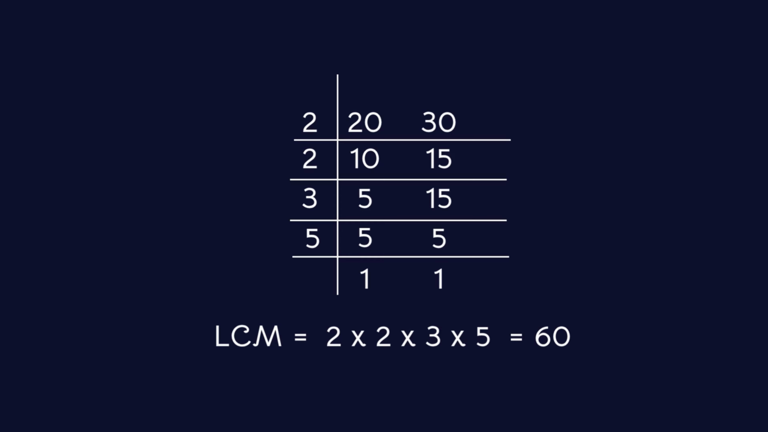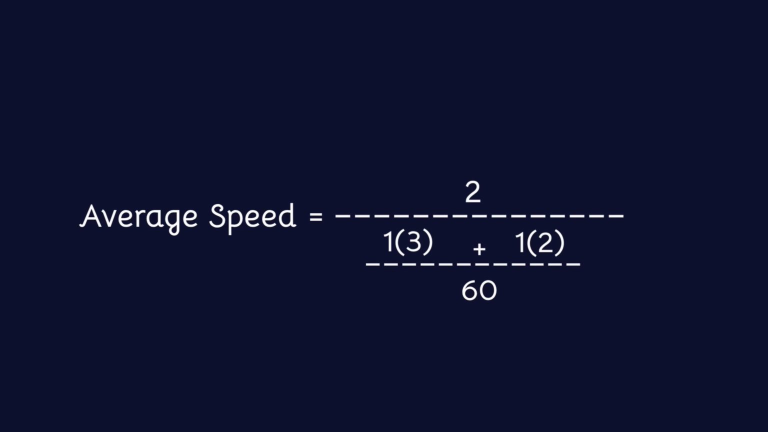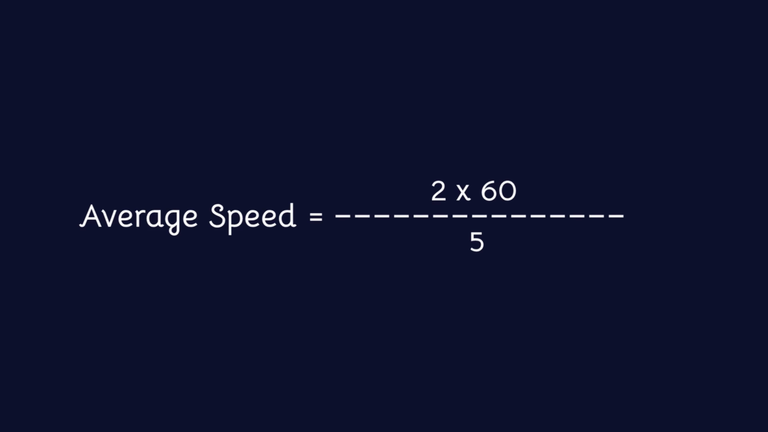I need to convert them into equivalent fractions with the common denominator. In the case of 20, that will be 20 times 3, which gives me 60. And 30 will be 30 times 2, which gives me 60. So I need to multiply both the numerator and denominator by the common factor. So I would get 1 times 3 and 1 times 2. If I do the multiplication, I'll get 3 plus 2. If I add them, I'll get 5 divided by 60. I need to bring 60 up, so that will be 2 times 60, which gives me 120. So 120 divided by 5 will give me the average speed of 24 km per hour.